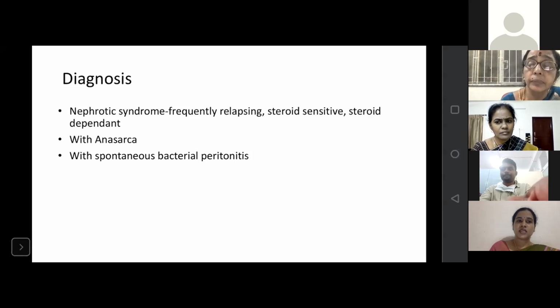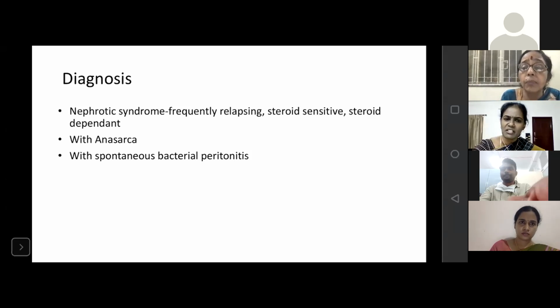Why do you think C3 and C5 are important for these encapsulated organisms? What is their function? Phagocytosis. They are involved in phagocytosis of these encapsulated organisms, ma'am. So when these complements are lost, these children are more prone to encapsulated organism infections. So what are those organisms? Strep pneumoniae, pneumococcus, meningococcus.